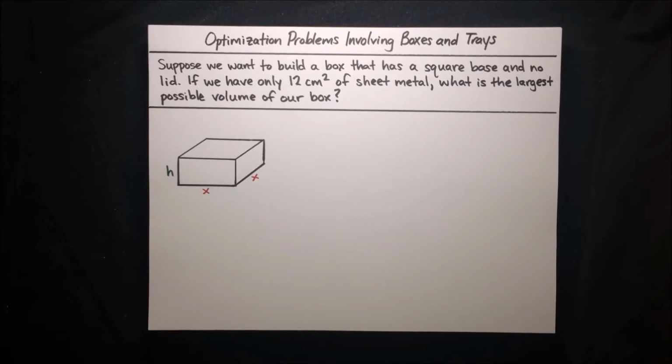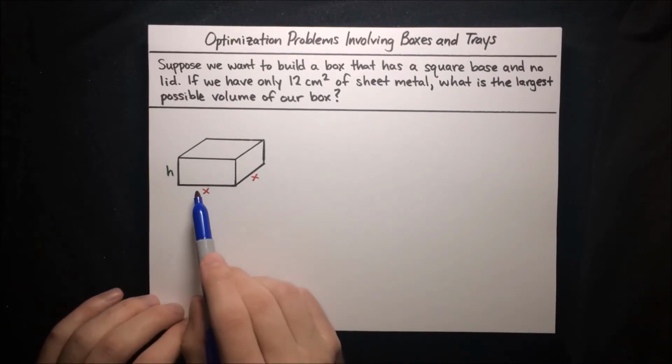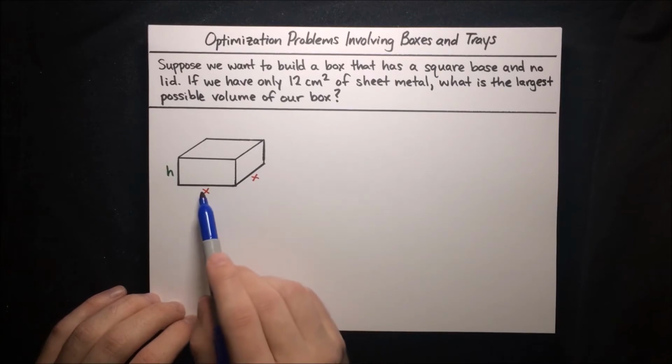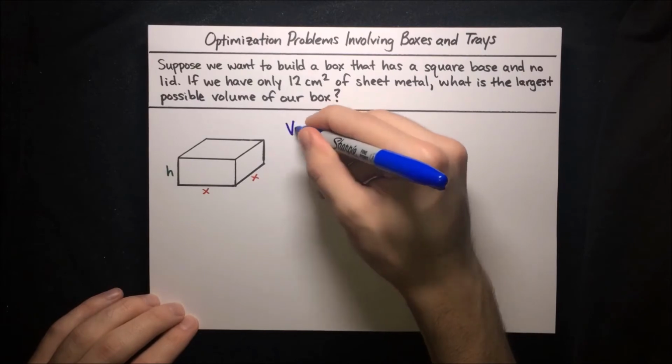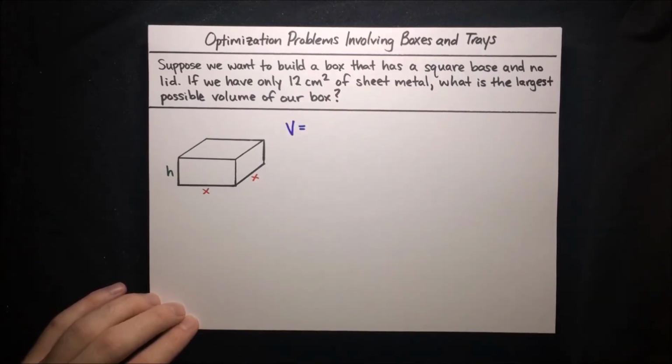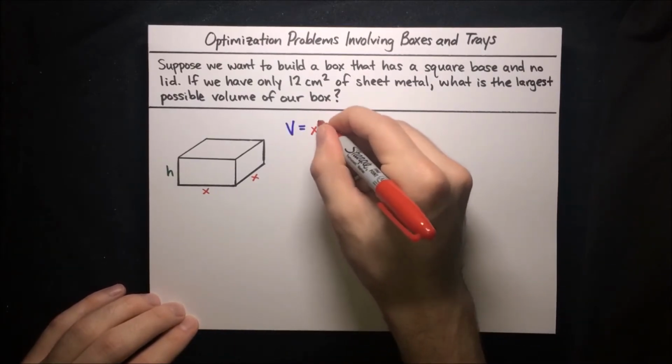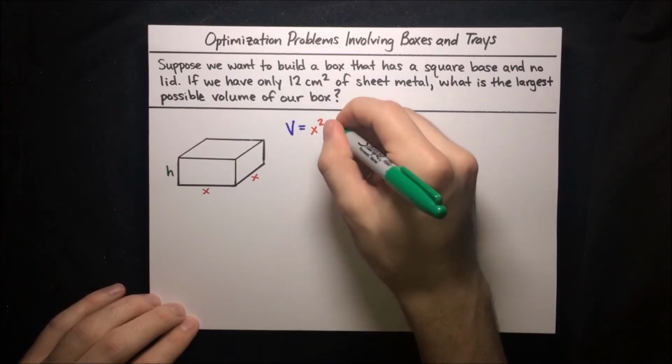Here we've got a diagram of our box. It has a square base, so both of the sides of the base have the same length, and then there's also the height. Okay, so let's jump into the problem. What is it that we want to optimize? We want to optimize the volume, so let's write down the volume formula. Volume is equal to the base area, which in this case would be x squared, times the height, h.